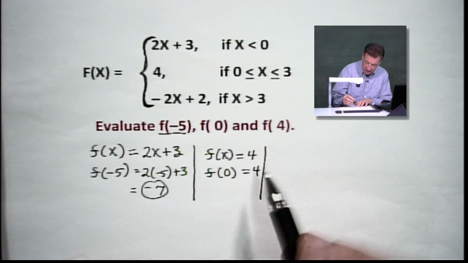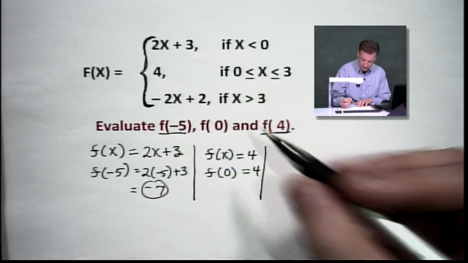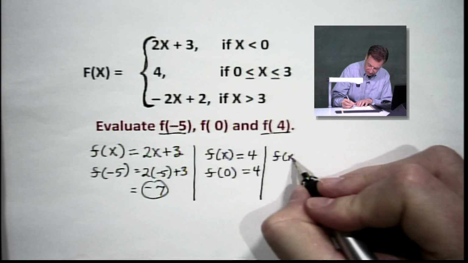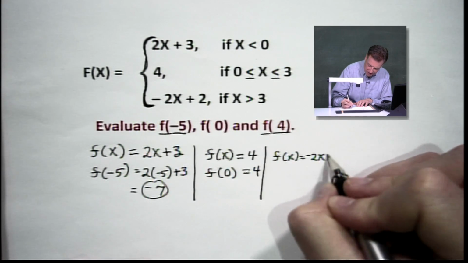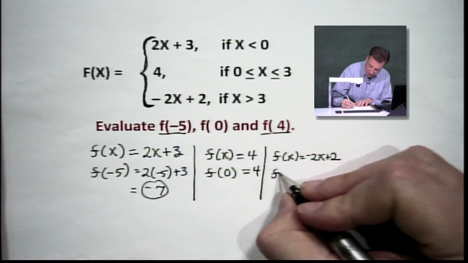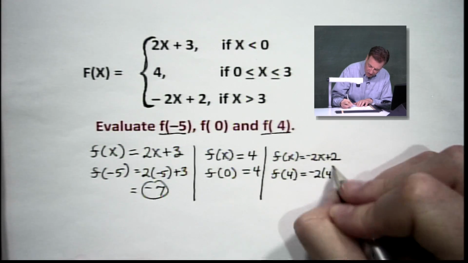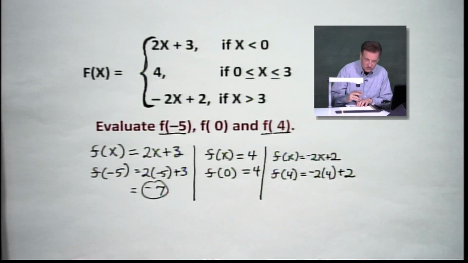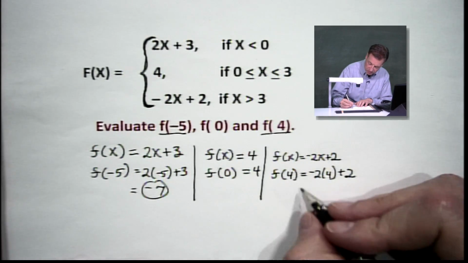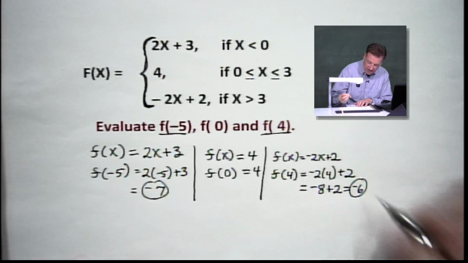It looks like an f of 4, which is greater than 3. So we're going to use the f of x equals -2x plus 2 right over there. And we're going to replace the x with 4. All right, so here we go. So we've got f of 4 equaling -2 times 4 plus 2. All right, working that one through looks pretty easy, right? Should be. -8 plus our 2, which will give us the -6.